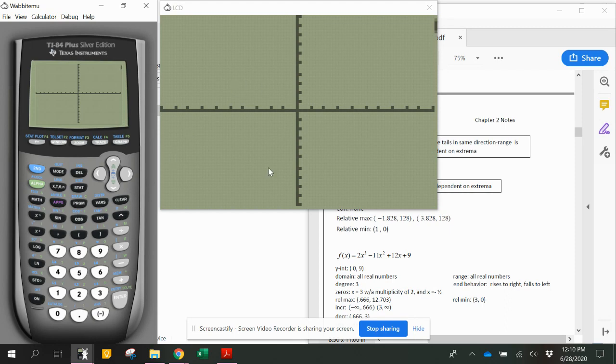So double check, make sure it's all typed in right, and then we always start with graph, see what it looks like. This is just an extra window to make it big so you can see what's happening. On my screen, you can see it goes up a little higher than I can see, then it comes back down, and then it goes back up forever.